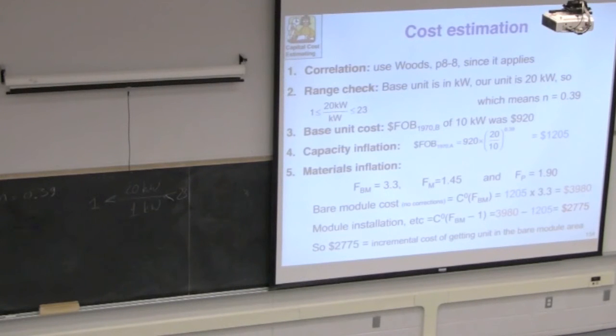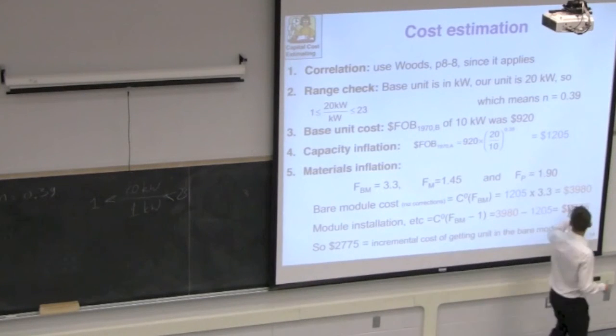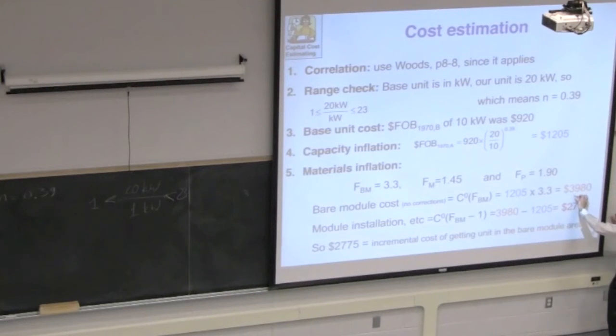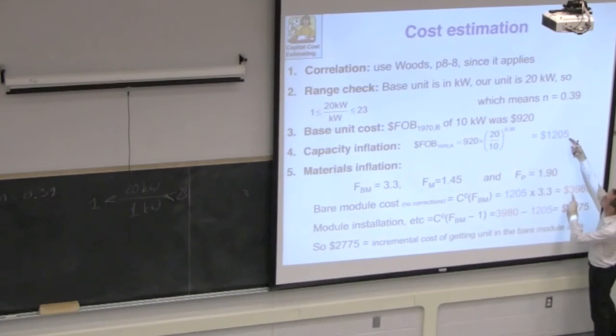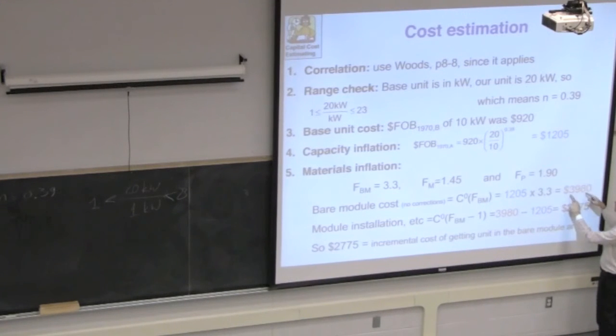Okay, so then let's calculate if we naively assumed and just went ahead and took this base pump of 1205, multiplied it by the bare module factor, 3.3. We would get an installation cost as well as the cost of the unit itself. So 1205 plus installing it is 3,980. Take that 3,980 and subtract out the cost of the unit. 2775 represents the cost of installation alone.